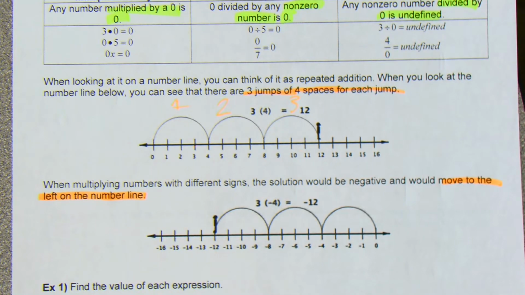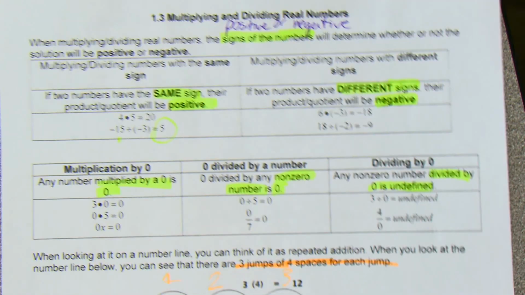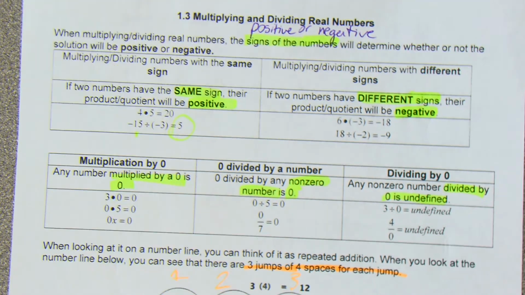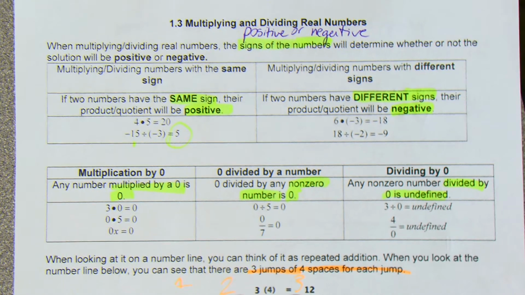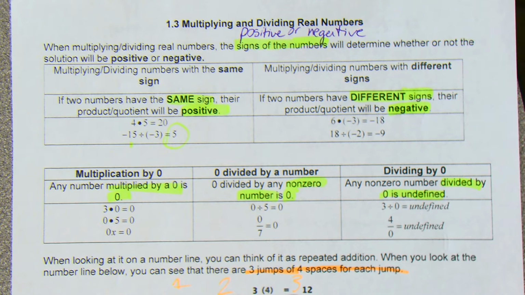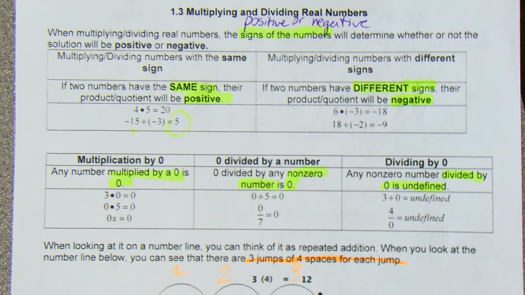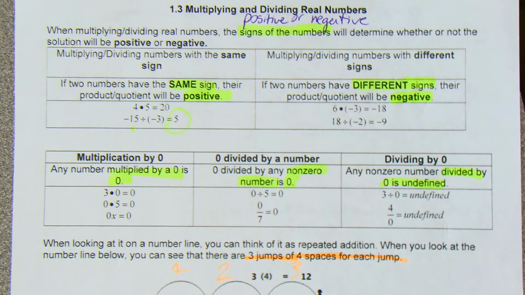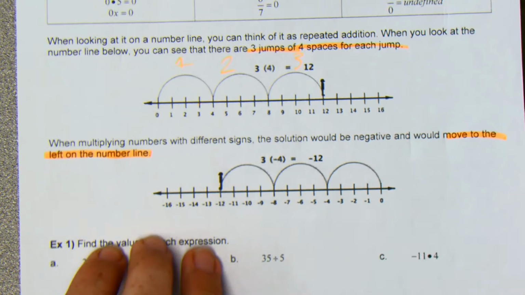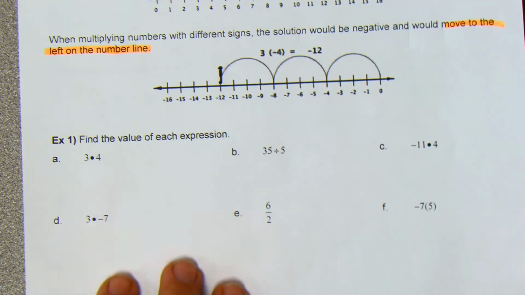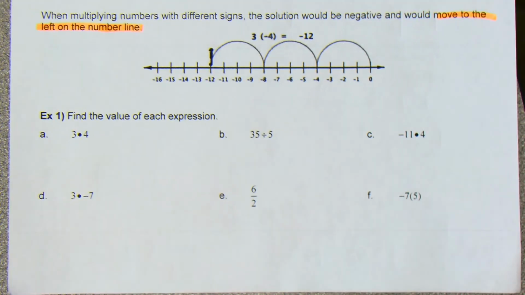Then we went over these rules and defined multiplication as repeated addition. The biggest thing from that first video was that when we multiply two numbers with the same sign, their product or quotient will be positive. When we multiply or divide two numbers with different signs, so one positive and one negative, our product or our quotient will always be negative. That was the most important thing from that first video. So all we have left on these notes is just the example problems at the bottom.